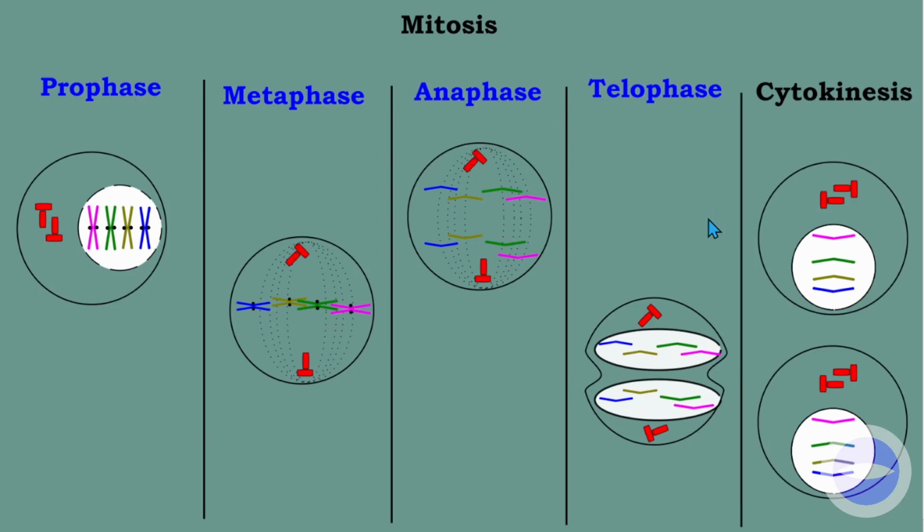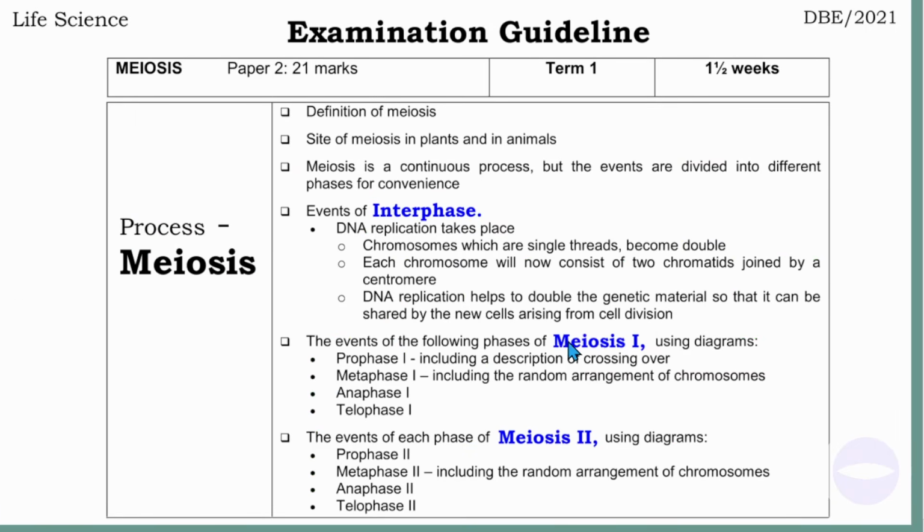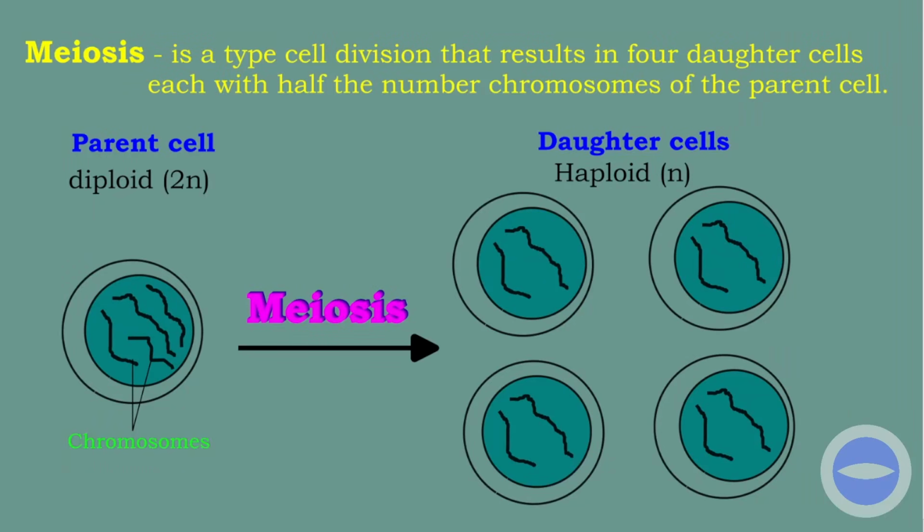You must be able to explain what happens in prophase, in metaphase, in anaphase and in telophase. That's another thing that the examiner wants us to know. Then now we go to the processes of meiosis. The things that the examiner wants us to know in the processes of meiosis: we must know the definition of meiosis. We must be able to define meiosis.